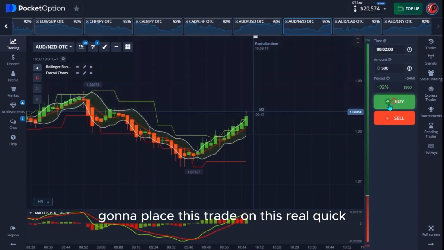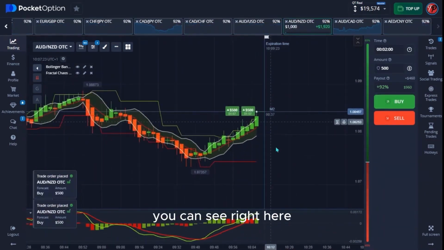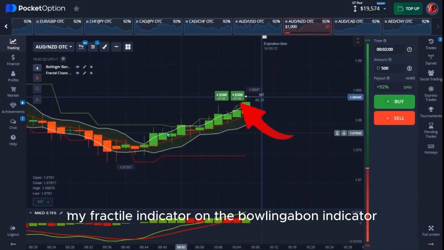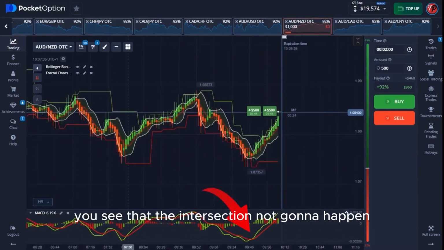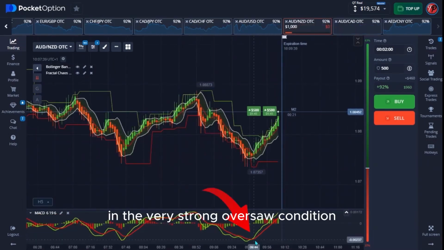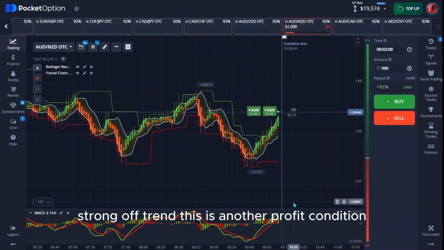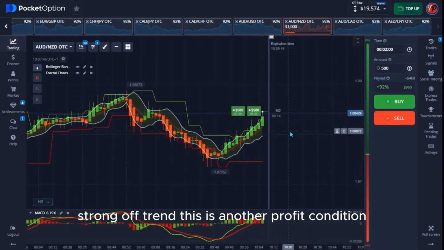I'm gonna place this trade on this real quick. You can see right here the candlestick. I placed my trade on the break above the two indicators, my fractal indicator and the Bollinger Band indicator. And when you check my MACD right here, you see that the intersection actually happened in a very strong oversold condition, and you see that the bold line is actually giving me a very strong uptrend. This is another profit condition, so that's the reason why I place the trade.